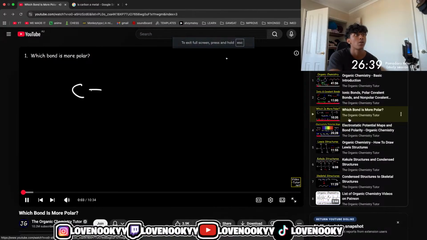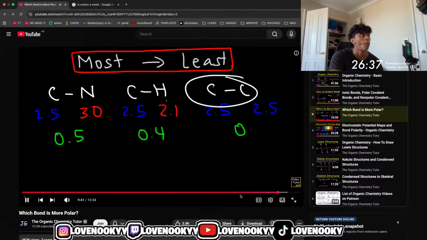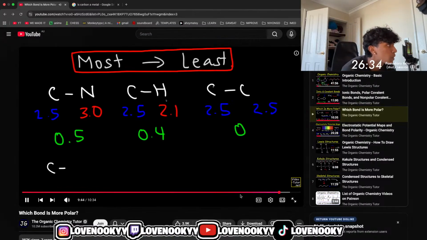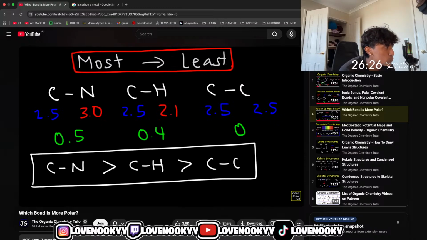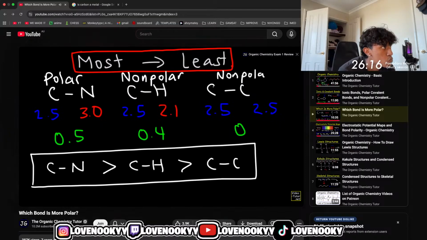Consider the bonds between carbon and hydrogen as the least polar. So the most polar is going to be the carbon-nitrogen bond, and then that's more polar than the carbon-hydrogen bond, which is more polar than the carbon-carbon bond. And so this is the way that we can rank it. The carbon-nitrogen bond is polar because it has an EN difference of 0.5. The carbon-hydrogen bond is considered to be nonpolar, and the carbon-carbon bond is completely nonpolar.